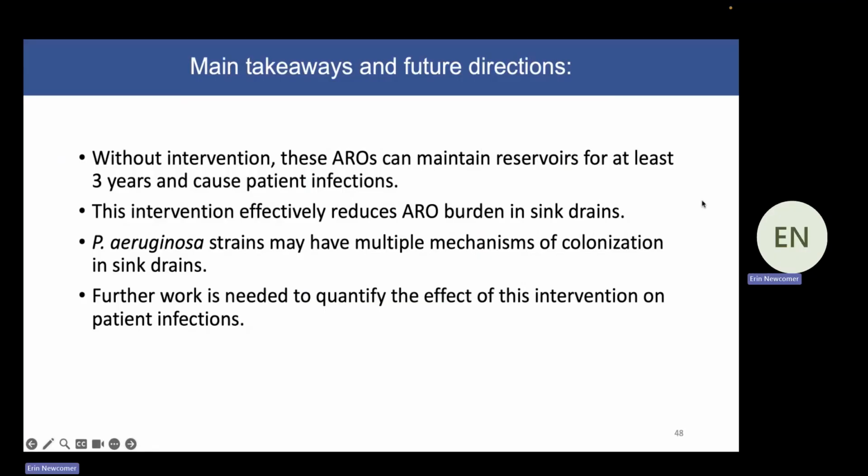Our main takeaways from all of this work are that without intervention in a non-outbreak setting, these AROs can maintain reservoirs for at least 3 years and cause patient infections. We were able to observe that this intervention did effectively reduce ARO burden in sink drains. We also were able to use whole genome sequencing to identify that these P. aeruginosa strains may have multiple mechanisms of colonization because we are seeing sometimes recurring strains, sometimes new strains. But of course, further work is always needed to quantify the effect of this intervention on actual patient infections.